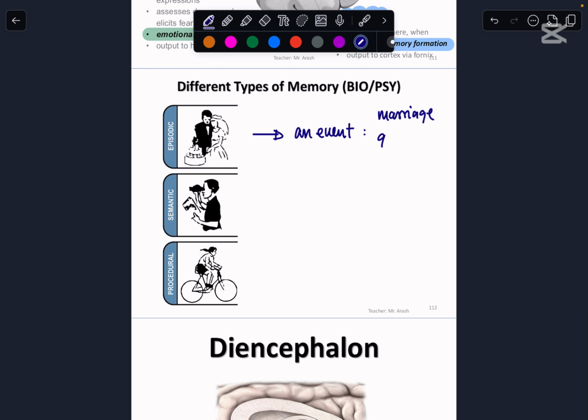This could be graduation, right? It could be a ceremony. It could be a graduation event that you will always remember. Those are different types of your memory. Those of you who want to do psychology, you will see these for sure.